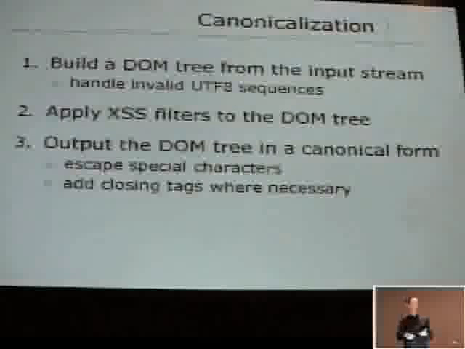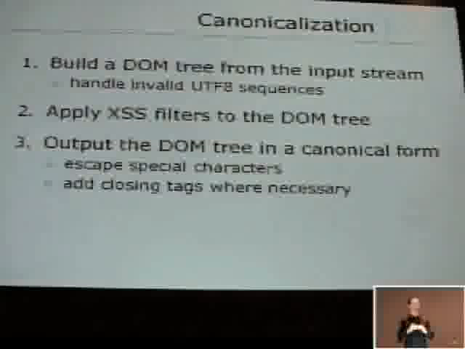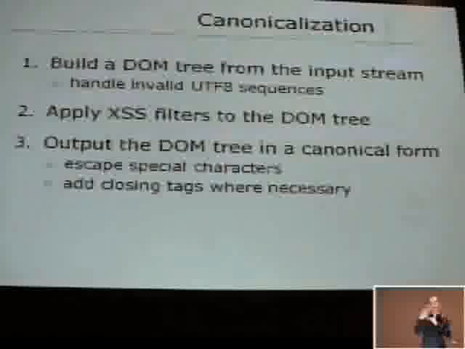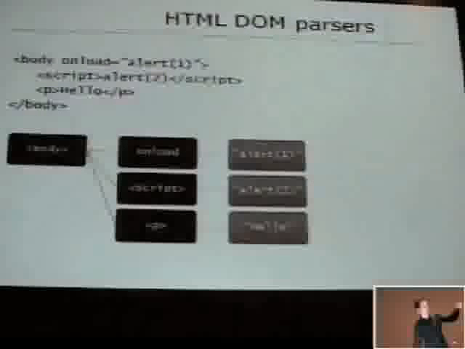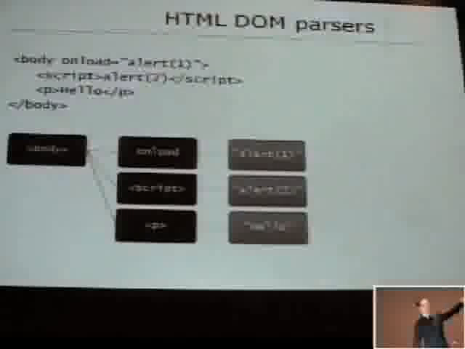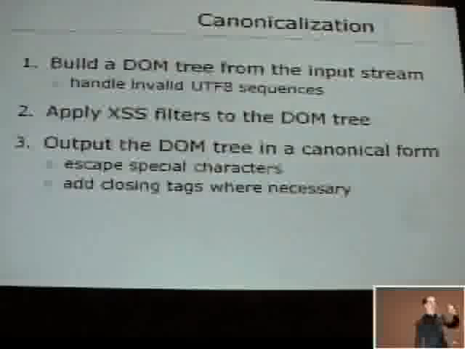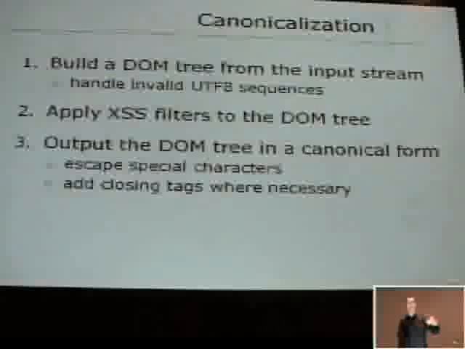The main benefit of this approach is that you can do canonicalization, which means that you would parse the input, you would build this memory representation, then you would apply your XSS filters on the tree. So if the XSS filter says remove all onload attributes, you don't need to use regular expressions to find the attributes. Your parser has already extracted all the attributes in the tree representation. So you can just walk the tree and remove the things that you don't like. Then you output the tree. You write it out based on the in-memory representation.